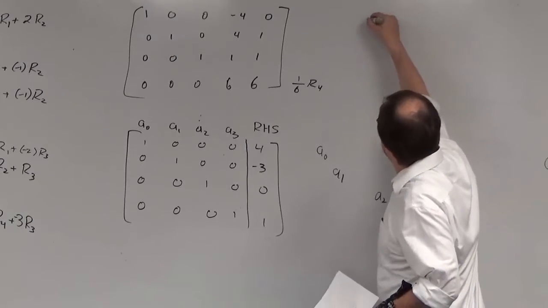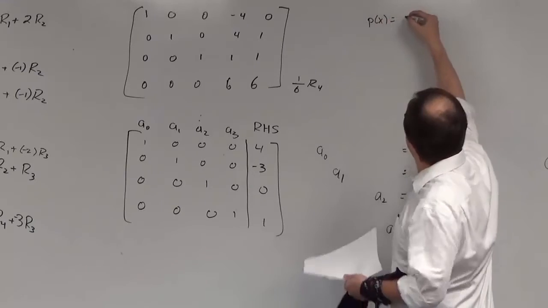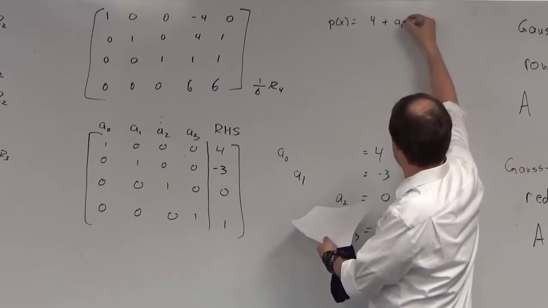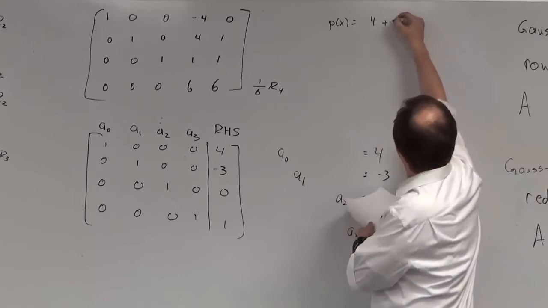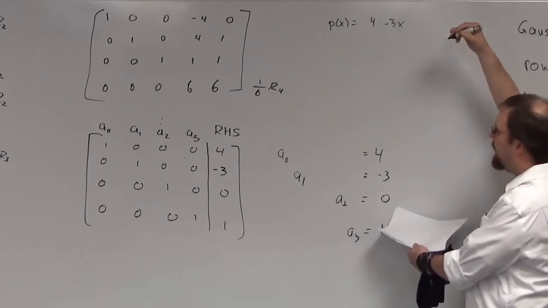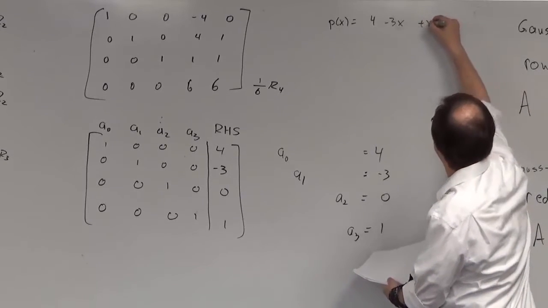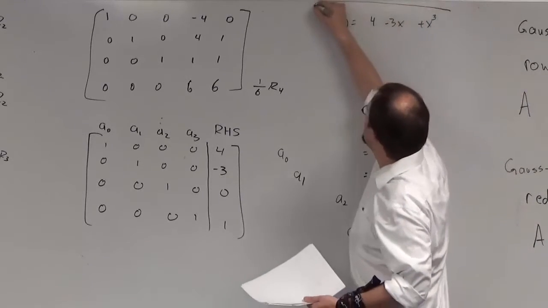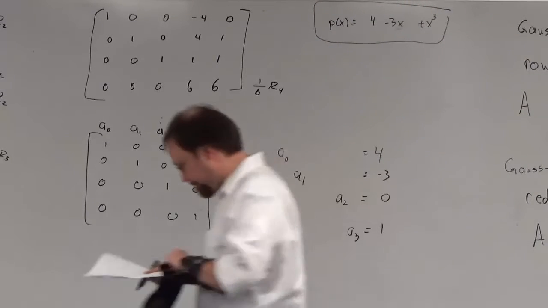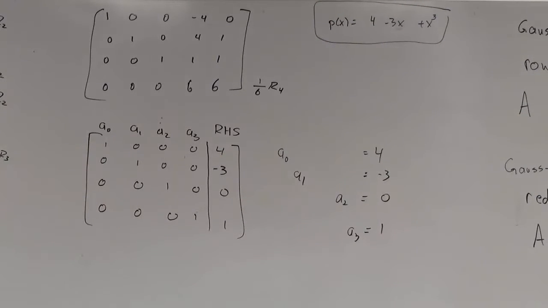So now we have our cubic. We have A naught, the constant, plus A1 times negative 3 times x, 0 times x squared, plus x cubed. So that's a cubic that contains all the 4 points that we originally listed. All right. Any questions about that?